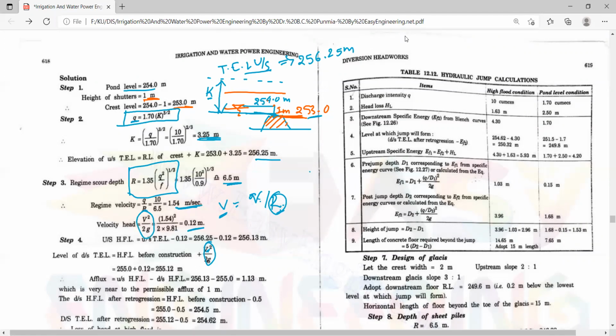So students, it is very easy. I have explained this in the last two problems, so I'm just explaining very quickly. I'm just recording this session, and I'm going to upload it on YouTube so you can go through it. So this velocity head I have calculated.